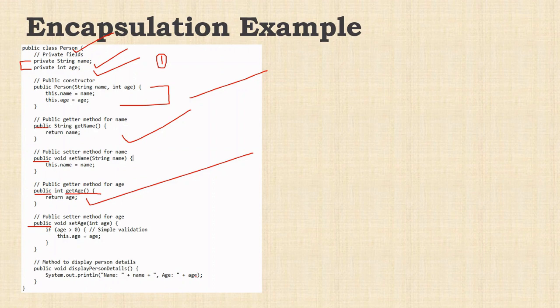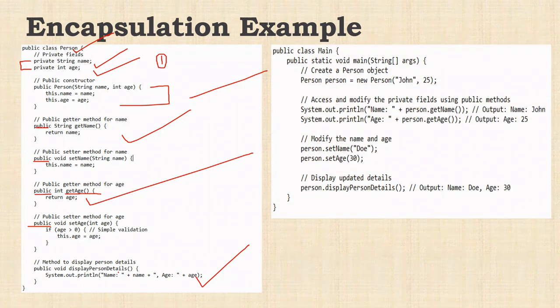Next, the method to display person details. We have declared one method to print the age and name. And how can we call it from the main method? We will see. We have created one object of Person, and we access and modify the private fields using public methods.